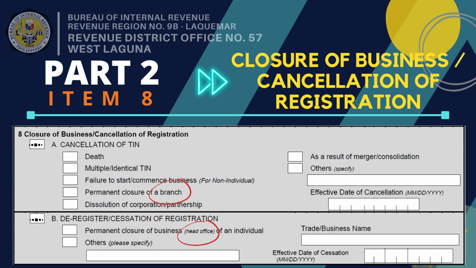Item 8 is for cancellation of registration, including branches and head office of a business. It is already specified in the form the reasons for deregistration, just tick the appropriate item. If specific cause is not identified, you may write it down in the space provided.